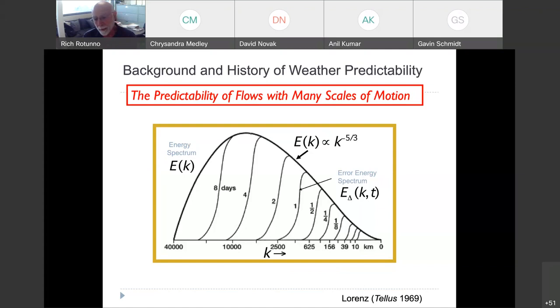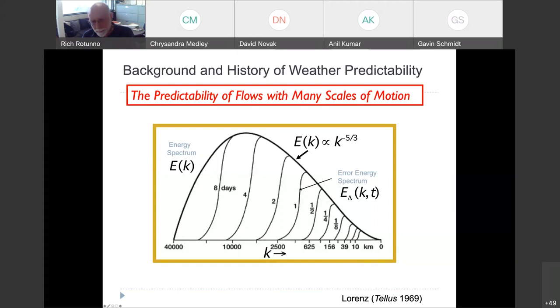And also from the theoretical point of view, the studies of Kraichnan showing that the two-dimensional flow, which the atmosphere arguably is on large scales, as it takes place within a thin shell around the Earth, that theoretically one expects k to the minus 3. So this was unknown to Ed Lorenz as he was writing this paper.